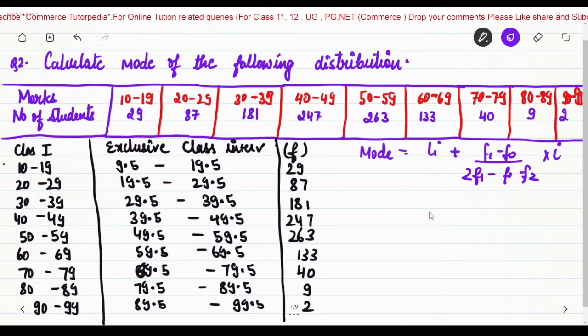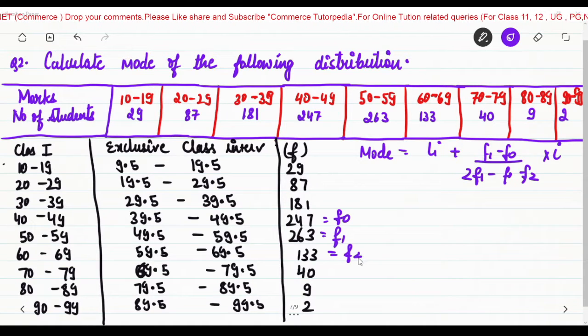Now the highest frequency that we have here is 263, right? So we will mark it as F1. The frequency preceding this F1 will be known as F0, and the one succeeding it will be known as F2. So what will be our L1? L1 will be 49.5 as it is on the F1. So this is L1, and what is I over here? I is the difference between the class intervals, and you can see we have a difference of 10.